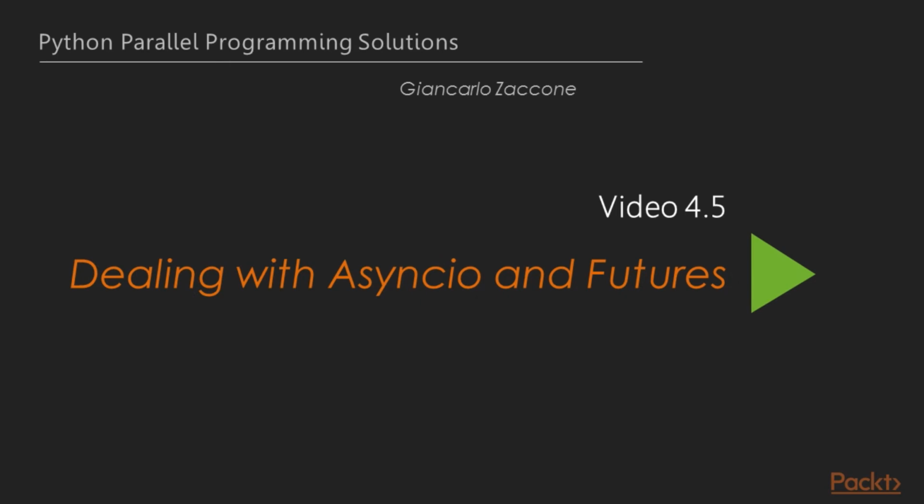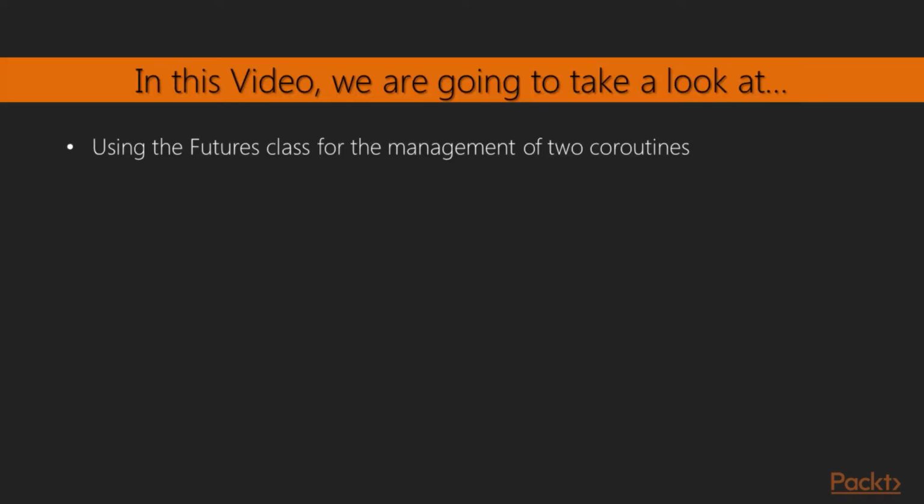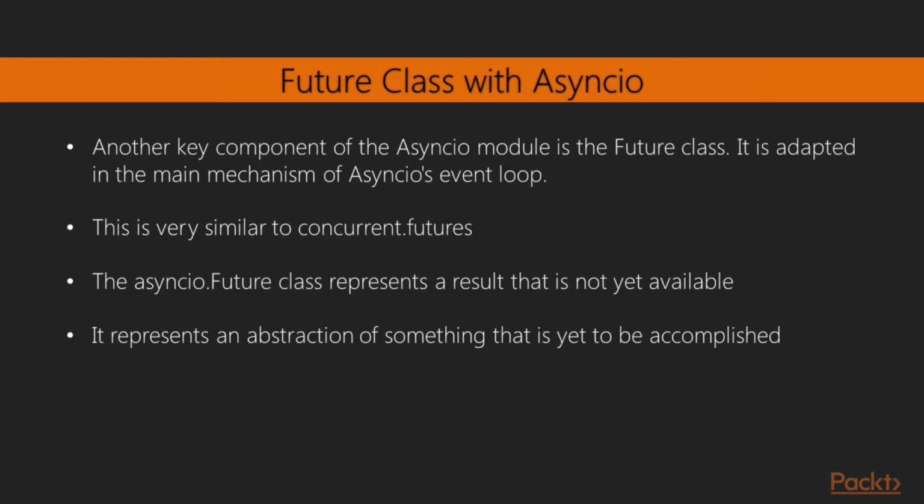In the previous video, we carried out task manipulation with Asyncio. This is the last video of the section dealing with Asyncio and futures. In this video, we'll see how to use the future class for the management of two coroutines, first coroutine and second coroutine. Another key component of the Asyncio module is the future class. This is very similar to concurrent.futures, but of course, it's adapted to the main mechanism of Asyncio's event loop. The Asyncio.Future class represents a result, but can also be an exception, that is not yet available. It therefore represents an abstraction of something that is yet to be accomplished. Callbacks that have to process any results are in fact added to the instances of this class.